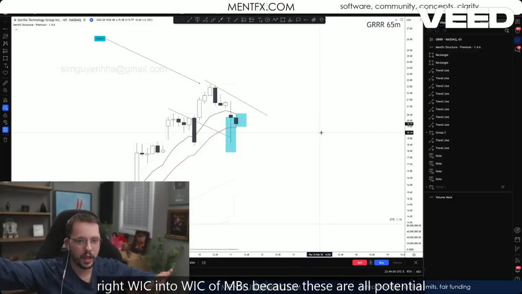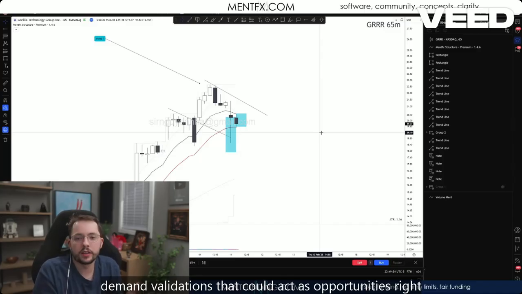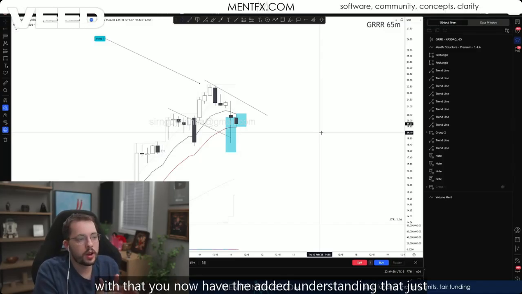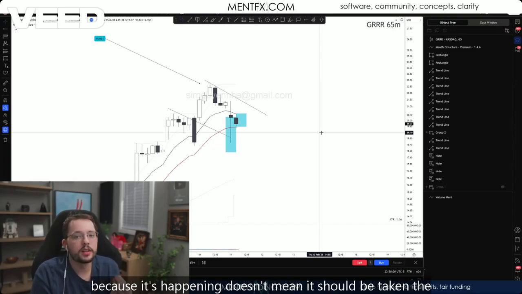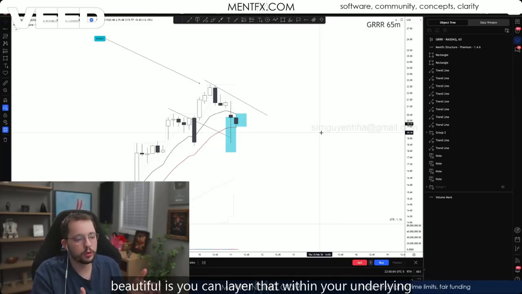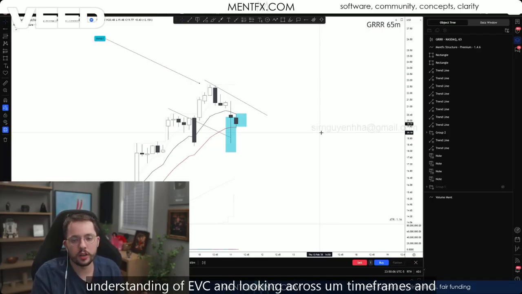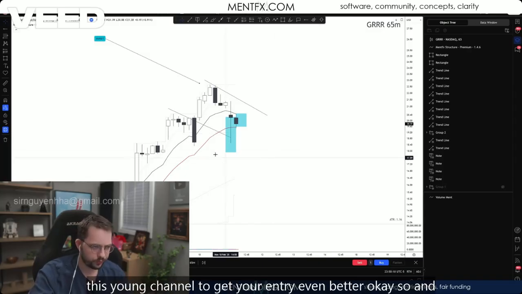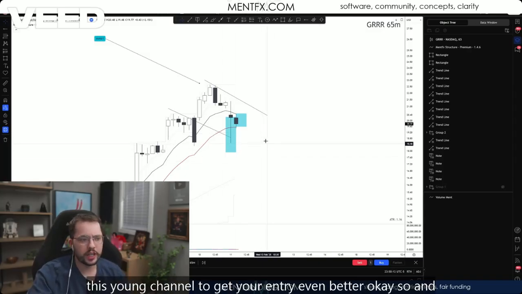Wick into wick of MBs, because these are all potential demand validations that could act as opportunities, right? With that, you now have the added understanding that just because it's happening doesn't mean it should be taken. The question now becomes, where is it happening? And what's beautiful is you can layer that within your underlying understanding of EVC and looking across timeframes to get your entry even better.